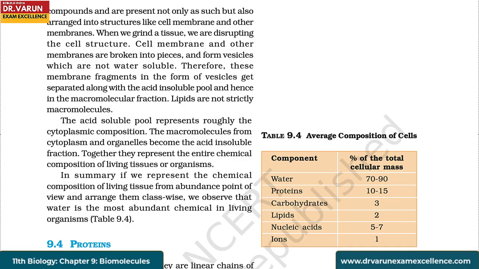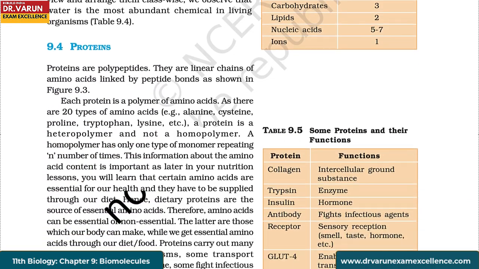The acid soluble pool represents roughly the cytoplasmic composition. The macromolecules from cytoplasm and organelles become the acid insoluble fraction. Together, they represent the entire chemical composition of living tissues or organisms. In summary, if we represent the chemical composition of living tissue from an abundance point of view and arrange them class-wise, we observe that water is the most abundant chemical in living organisms.